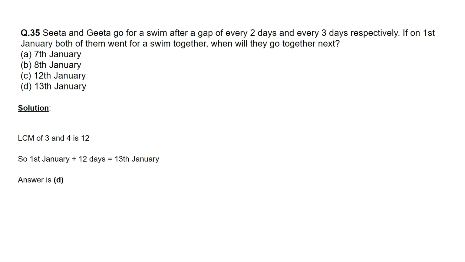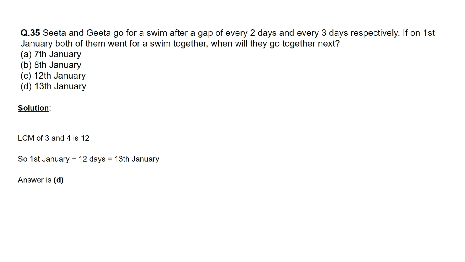This is a very good question. Sita and Geeta go for swimming, but Sita goes after every 2 days and Geeta goes after every 3 days. If they both go together on 1st January, when will they next go together? If Sita goes on 1st January, she goes after every 2 days, so 1st January is the first day, then second she won't go, third she won't go, she will go directly on 4th January.